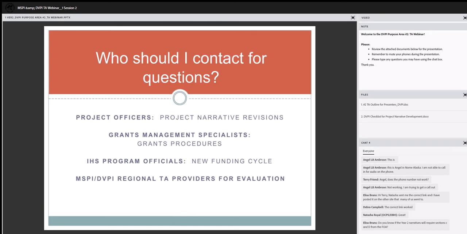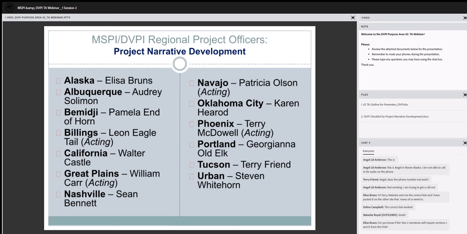So who should you contact for questions? Your first person to contact are your project officers. And here's the list of the area project officers, and they're also available on the flash drive. When you see the acting in parentheses, that means that these areas are still hiring their person, and this is who's acting until they hire their TA provider for that area.